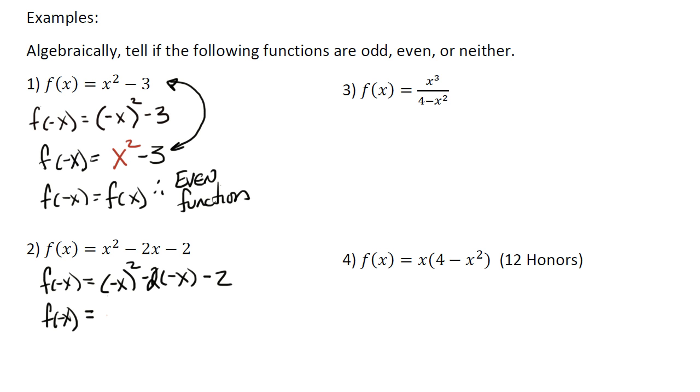So hopefully you have negative x squared is positive x squared. Negative 2 times negative x is positive 2x, and I bring down this -2. Now, take a look at the original function. X squared, good. -2 in the back, -2 in the back, good. But this switched in the middle. Now, all of it didn't switch, only one part. So this is not good. So therefore, it is neither.